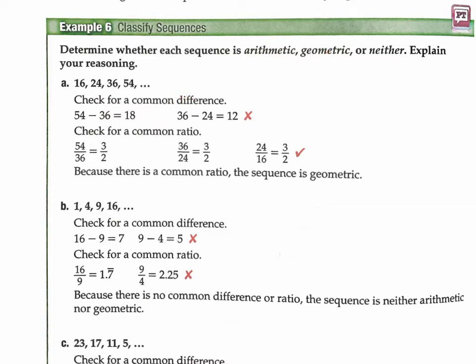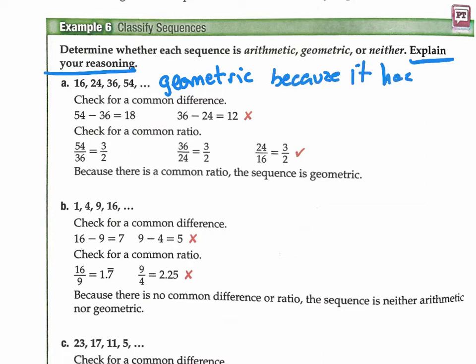Okay, let's try geometric. Well, if I go 54 divided by 36, that will reduce down to 3/2. If I go 36 divided by 24, it does reduce down to 3/2. 24 divided by 16, 24 over 16, it does reduce down to 3/2. There is a common ratio, which means that this list right here is geometric. And if they say explain your reasoning, it's geometric because it has a common ratio, common r, of 3/2. Okay?